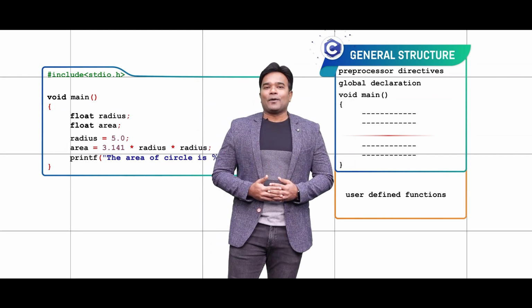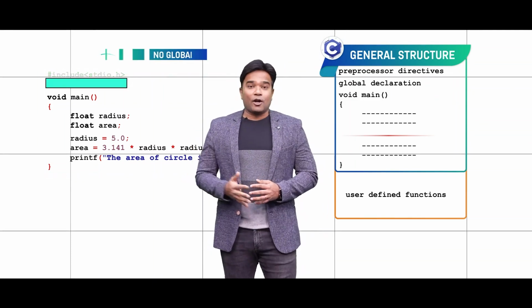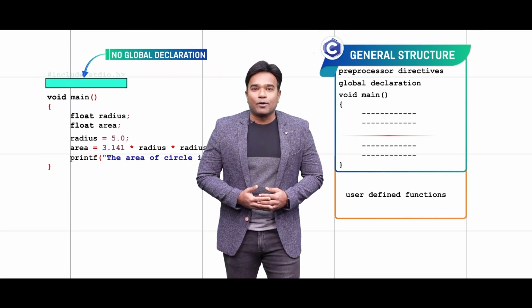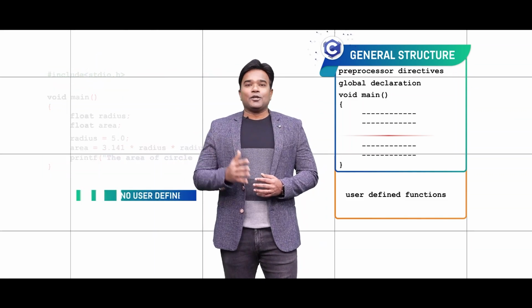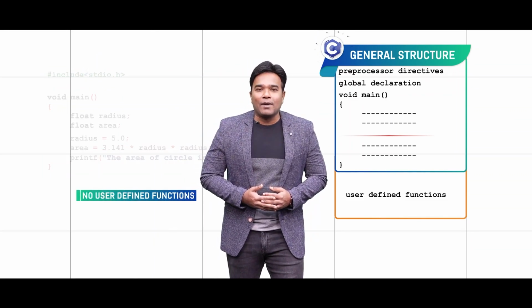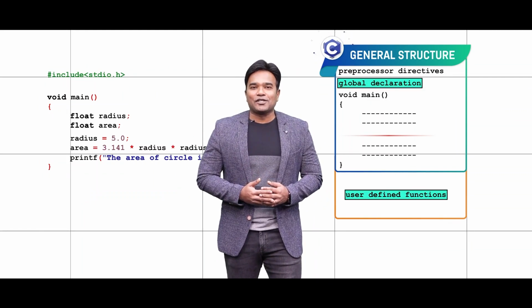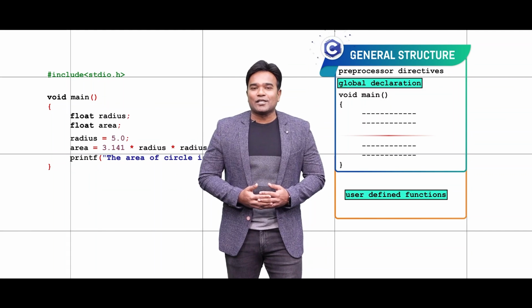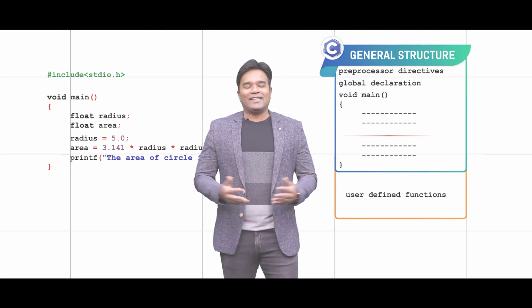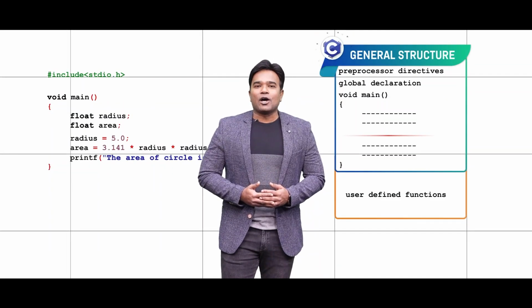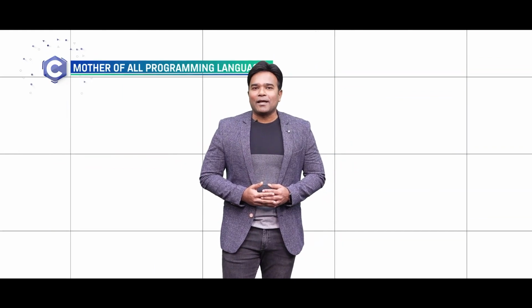Yes, a few components might not be present. We may not have global variables in our program. We might not have other user-defined functions in our program. And what really are global variables, what really are user-defined functions is not very clear at this point in time. Obviously, moving ahead, I am sure you would be able to understand everything that you have to know about this mother of all programming languages.